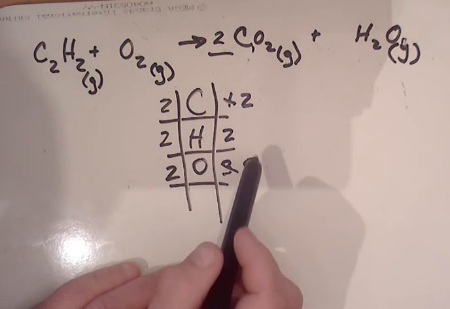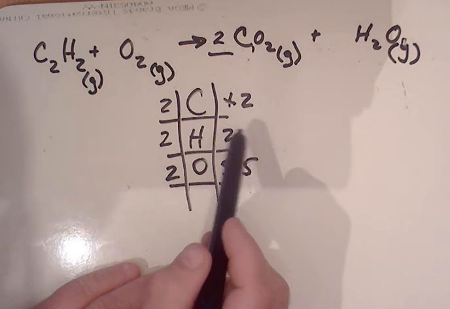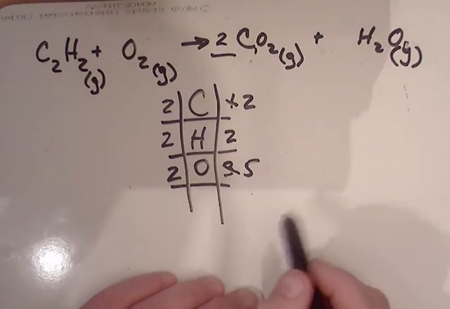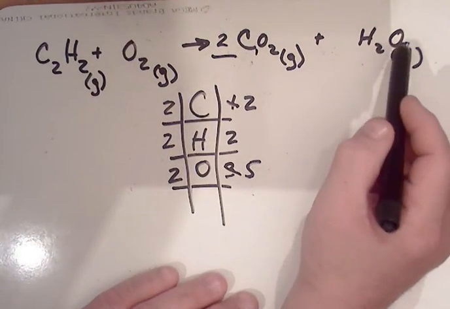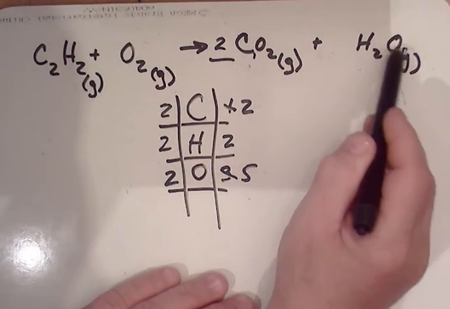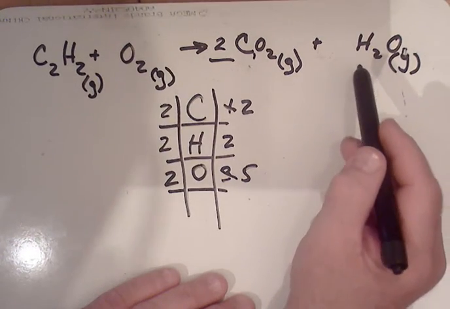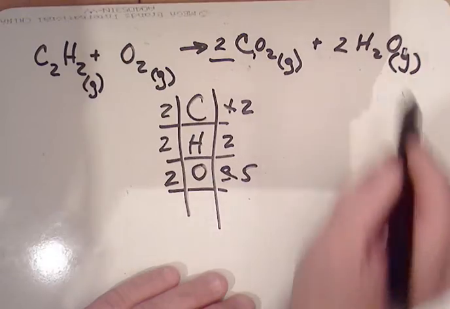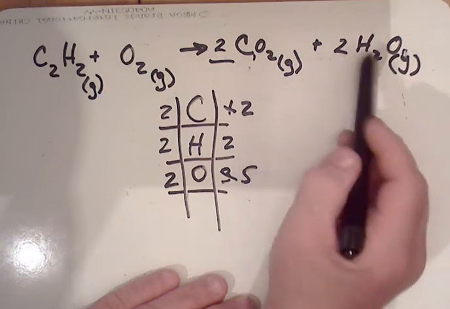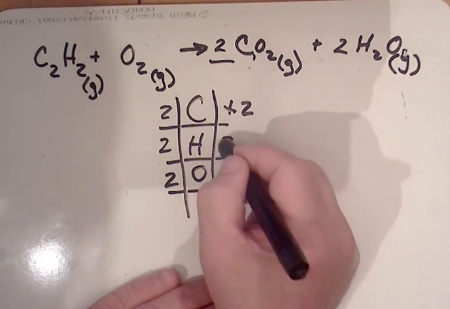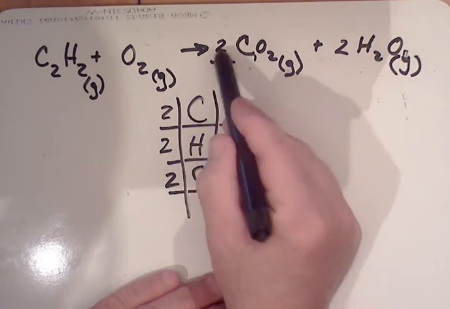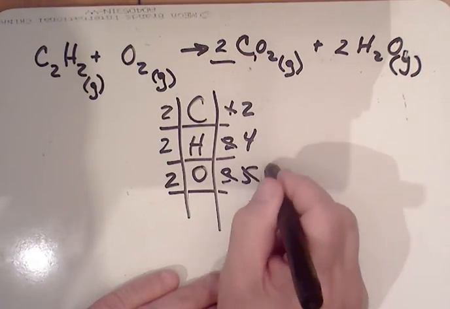So I want the same number of oxygens, and in this case I want them even. It makes life easier. So what number would I put in front of here in order to have an even number of oxygens? Well, I'm going to put 2 in front. But now remember, the coefficient applies to the entire compound. So 2 times 2 is 4. So now we have 4 hydrogens. We have 2 times 1 is 2, plus 4 more, 2 times 2. So it is a total of 6.